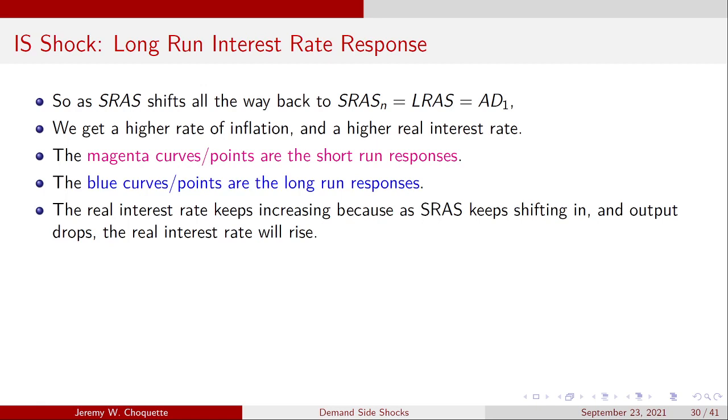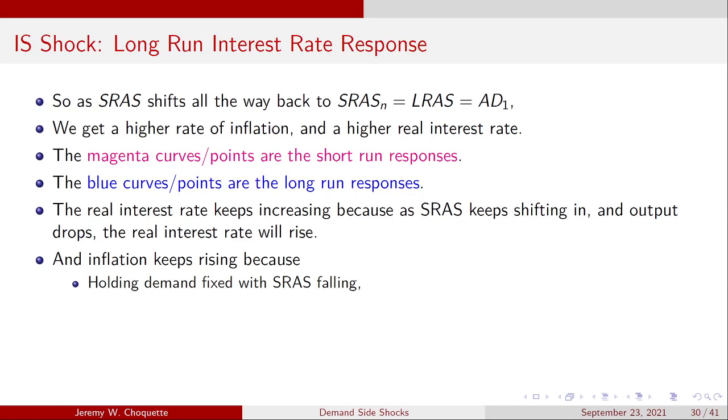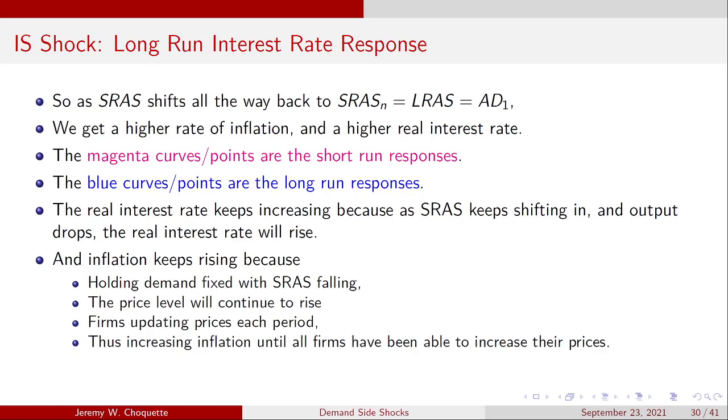And as we can see, the real interest rate keeps increasing because as short run aggregate supply keeps shifting in and output drops, the real interest rate goes up. Inflation keeps rising because, holding demand fixed with a falling short run aggregate supply, the price level continues to rise. Firms update their prices each period, thus they increase inflation until all firms have been able to increase their prices.